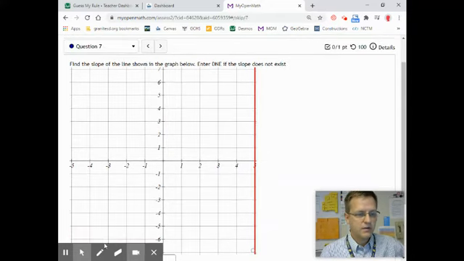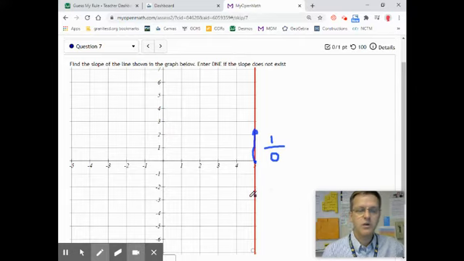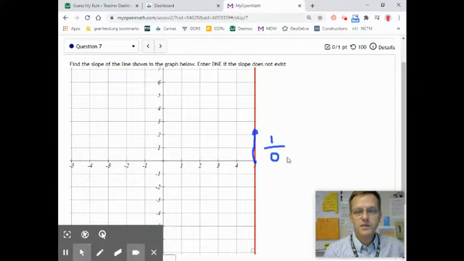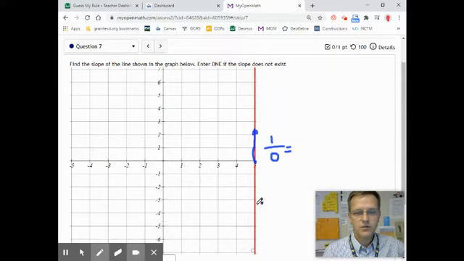Now how about this one? Don't say 0. So this one, how far up does it go? Well, it really goes up as far as we want. So let's say it goes up 1 or 2 or 10, pick a number, but it goes up some amount. How far over does it go? Well, it goes over 0. So it doesn't go over at all. So what does that equal? What does 1 divided by 0 come out to? Well, there's no answer to that. 1 divided by 0 is not possible.